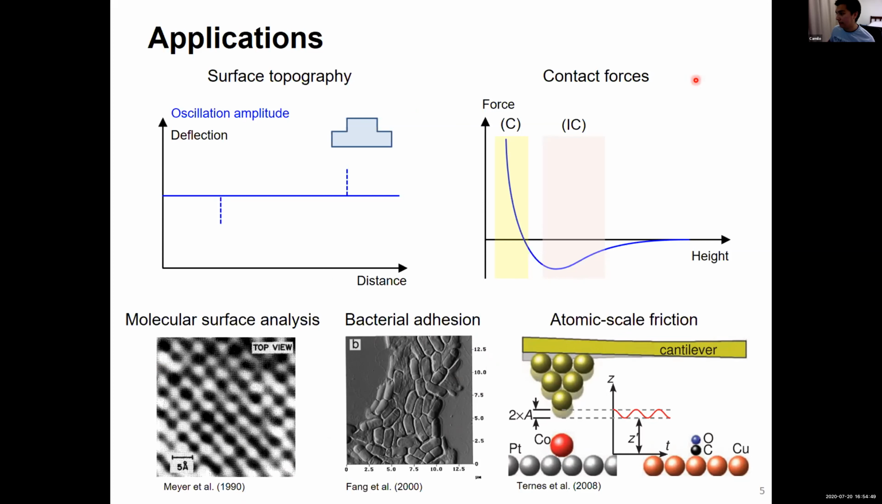Also, we can assess the contact forces. This will depend on the height of the beam and also on whether we are working with attraction or repulsion forces. So in this case, this paper published friction at the atomic scale. So they assessed the force that is needed to move an atom along a metallic surface.